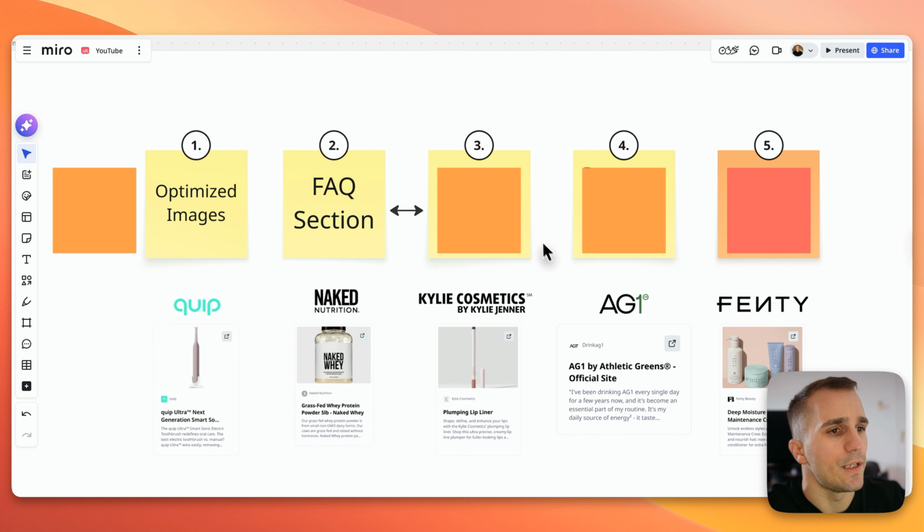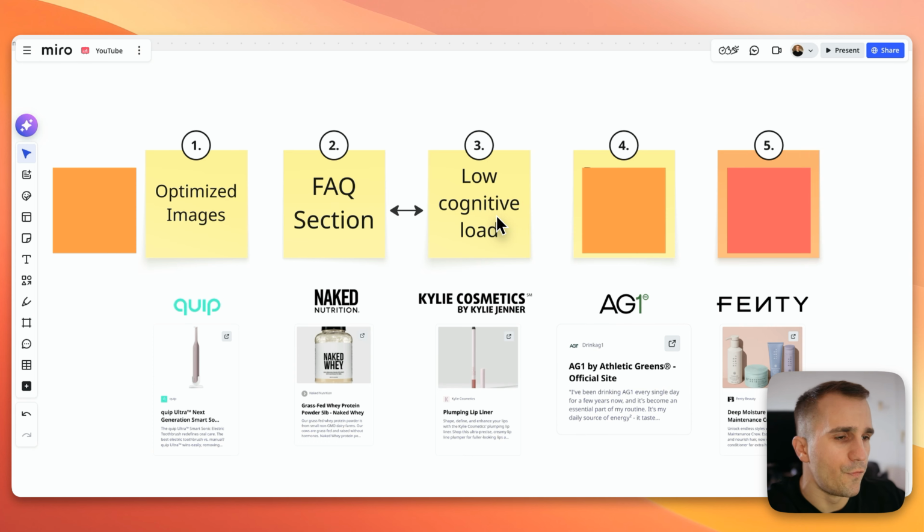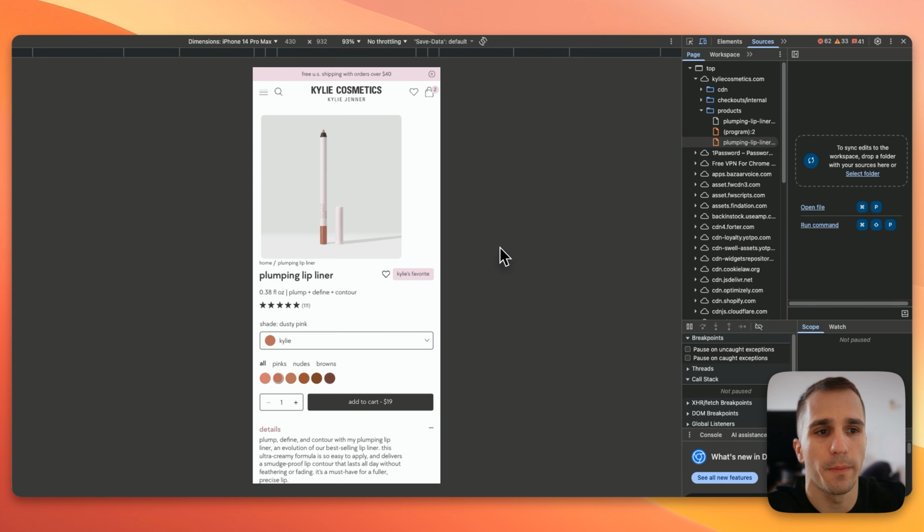And it is that you need to have a very low cognitive load of your product pages. So let's see what the low cognitive load means and how Kylie Cosmetics is applying this technique in order to increase their conversion rate. So here we are on the Kylie Cosmetics product page.